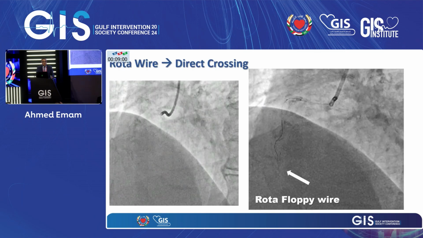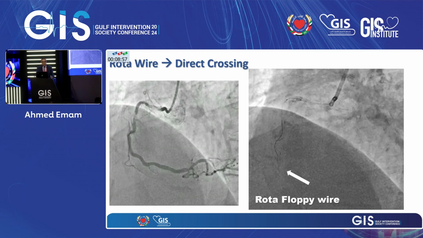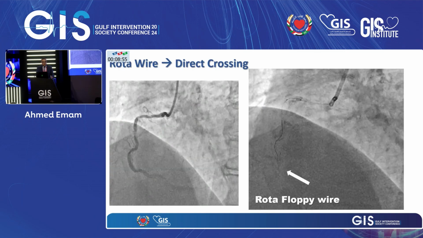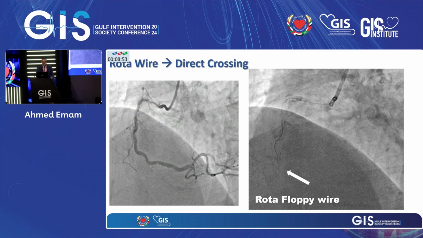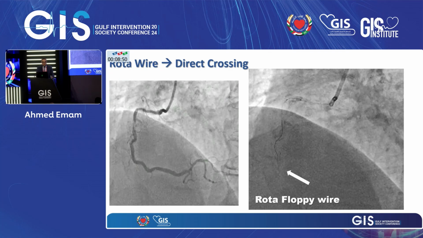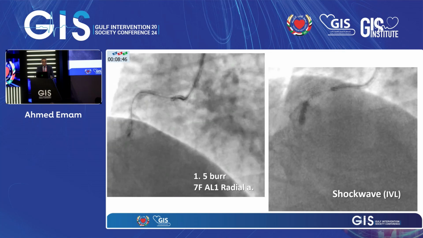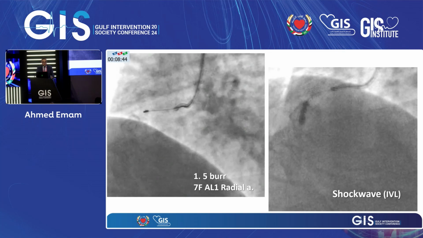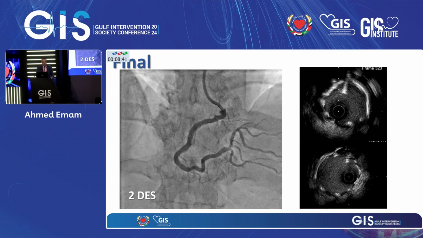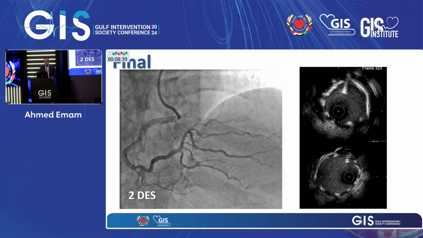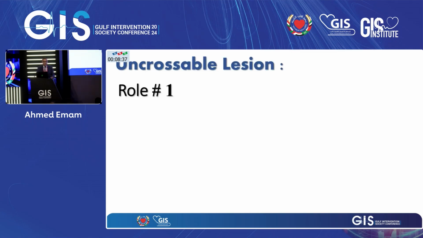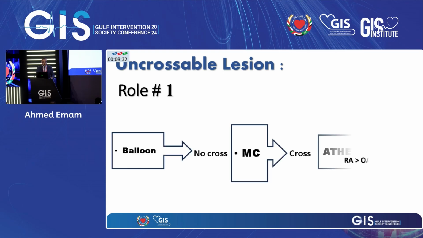In this case, maybe you can try direct crossing with the rota wire distal to the lesion. In this case, I crossed distally with the rota floppy wire. Ablation, atherectomy with a 1.5 burr. Shockwave followed that ablation. And this is what we have at the end, 2 DES in the lesion, confirmed by intravascular imaging. So here is rule number 1 for the uncrossable lesion: if you can't cross by the balloon, but you can cross by microcatheter, go ahead and do atherectomy.